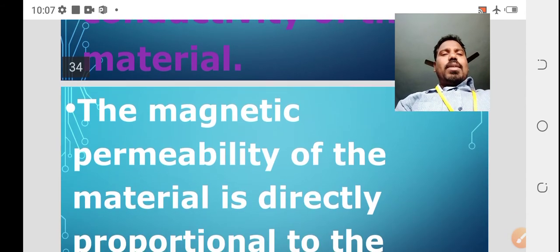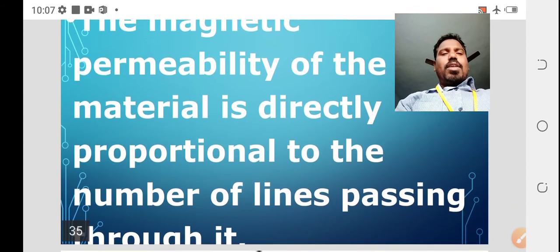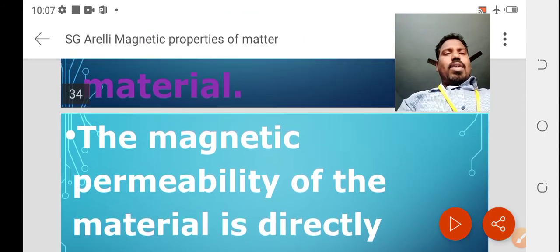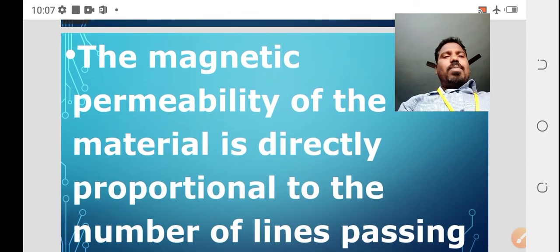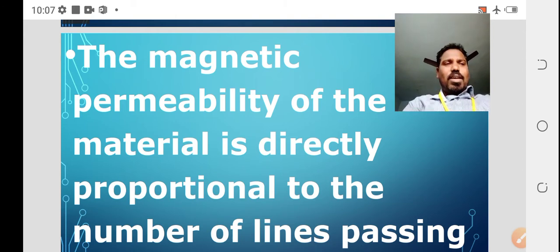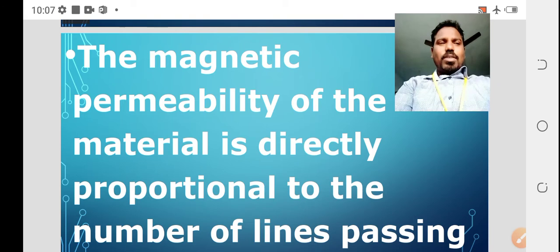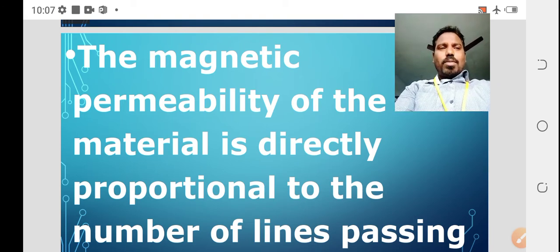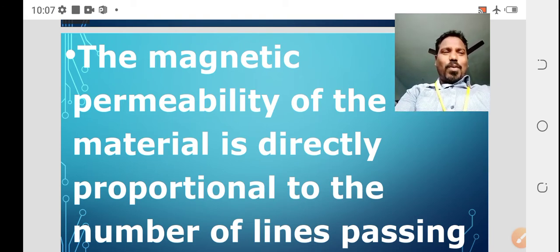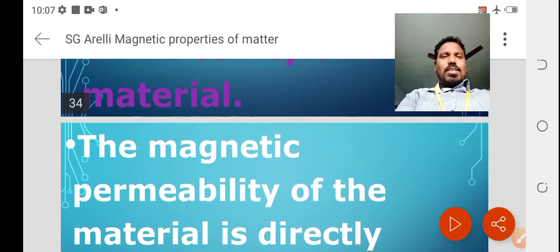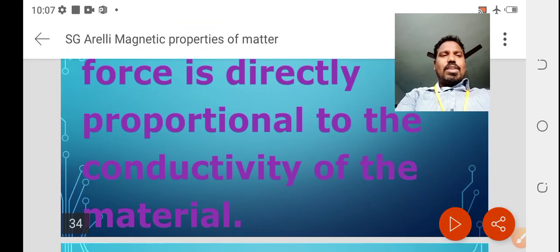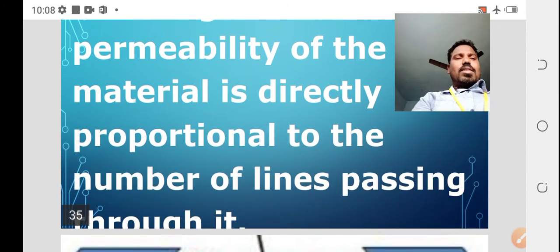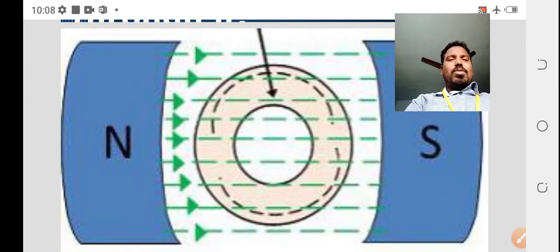The magnetic permeability of a material is directly proportional to the number of lines passing through it. So we have another condition: the magnetic permeability is also directly proportional to the number of passing lines. If the number of passing lines is more, then the permeability will be more. So the permeability depends on two factors: the number of lines and the conductivity of the material. This figure illustrates the lines passing through the magnet from north to south.